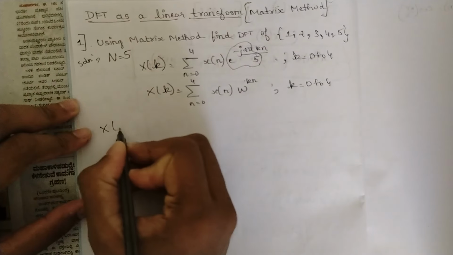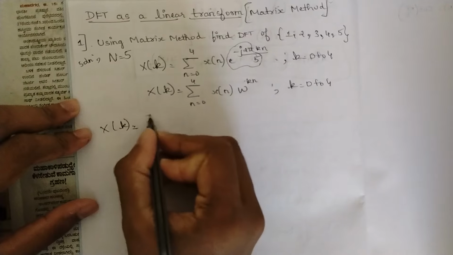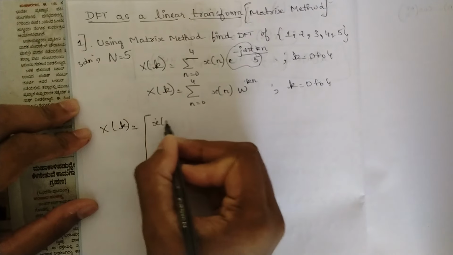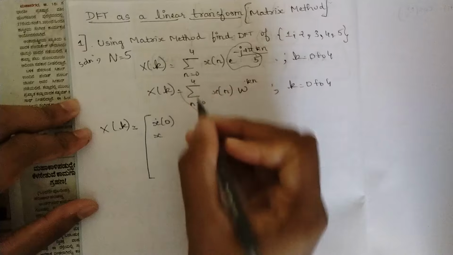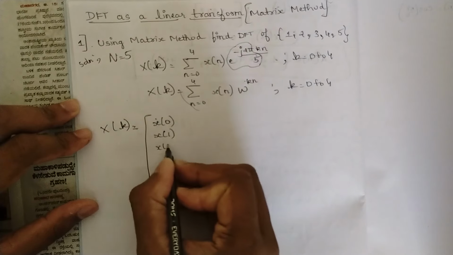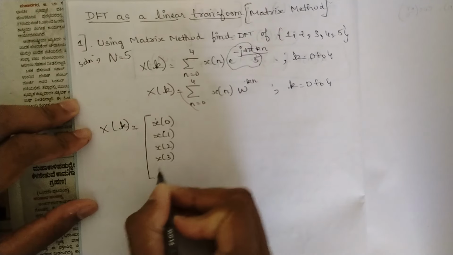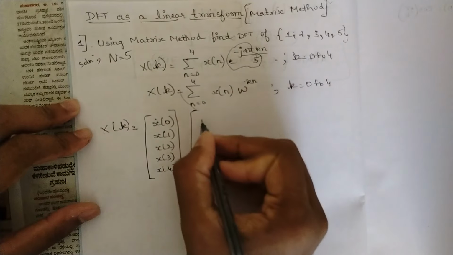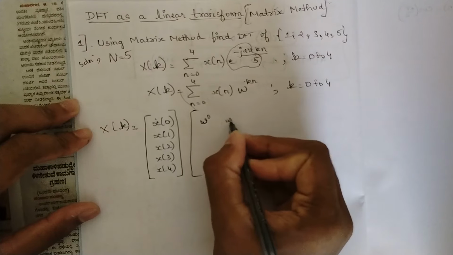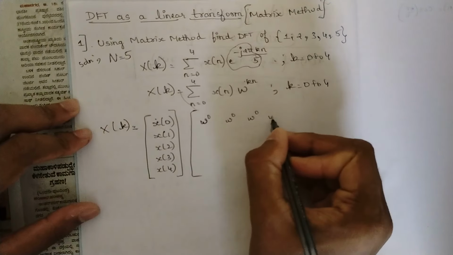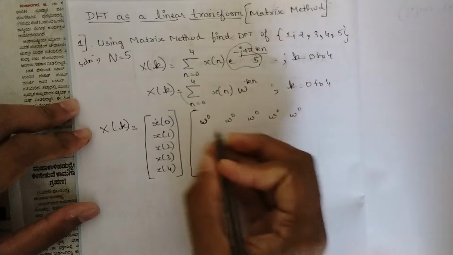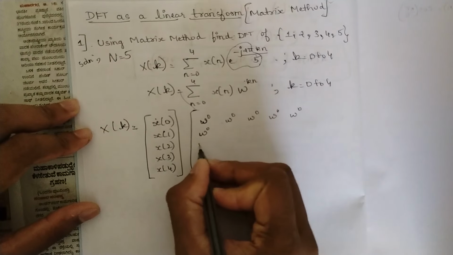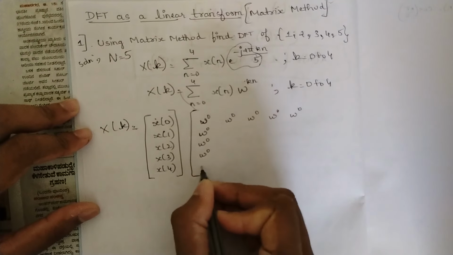Then we should be writing it in the form of matrices. First, we write one 5 cross 1 matrix where we split the summation: x of 0, x of 1, x of 2, x of 3, x of 4, then into a 5 cross 5 matrix. So we write 5 terms like this, w power 0, w power 0, horizontally and vertically, inverse L.